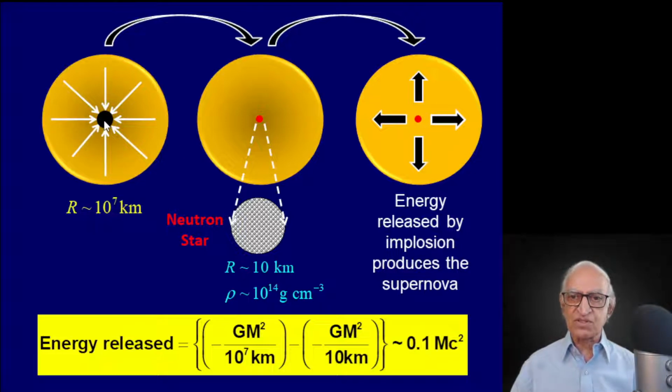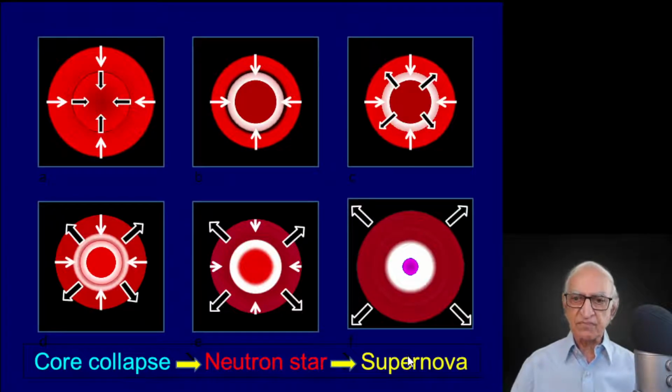When the core collapses from 1,000 kilometer radius to 10 kilometer radius, an enormous amount of gravitational binding energy is released. GM squared divided by R, this is the initial gravitational binding energy, this is the final gravitational binding energy, and the binding energy release is of the order of 0.1 times the rest mass energy of the star, and then the star simply blows up. This is the scenario of core collapse supernova. The core collapses, forms a neutron star, the gravitational binding energy results in a supernova explosion.